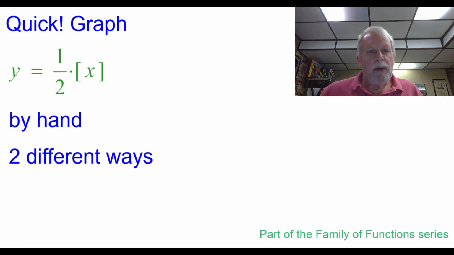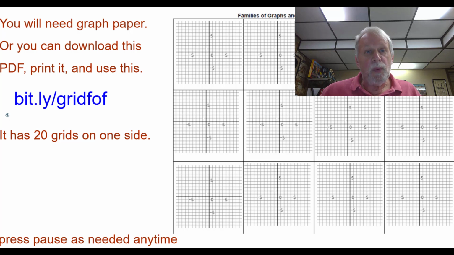Quick, graph y equals 1/2 times the greatest integer of x by hand, 2 different ways. This is part of the Family of Functions series. You will need graph paper, or you can download this PDF and print it, and press pause as needed anytime during the video.